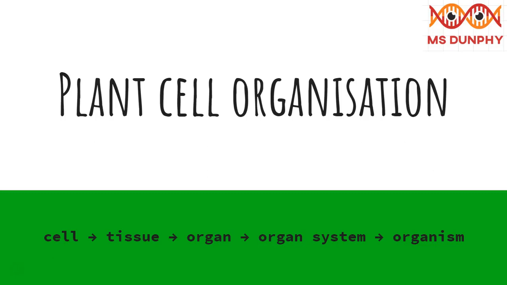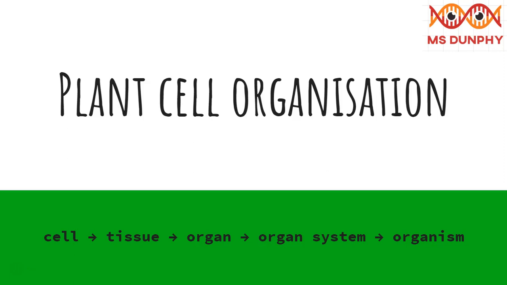Plant cells are organized in the same way as the cells of other multicellular organisms. Cells are grouped into tissues, tissues are grouped into organs, organs are grouped into organ systems, and organ systems work together to keep the organism alive. Plants are made of organs like stems, roots, and leaves. Plant organs work together to make organ systems. These can perform the various tasks that a plant needs to carry out to survive and grow.